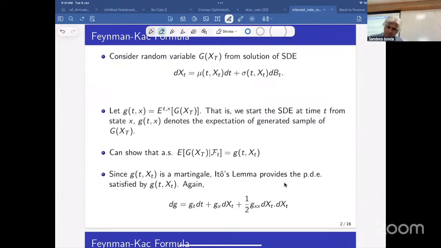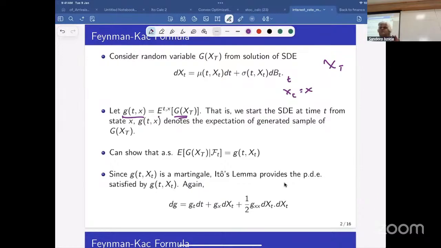Okay, but now let's start with this quantity, G(t,x), which is basically: I'll start my SDE at time small t with X_t equal to x. So this is my initial condition. And now I run the stochastic differential equation until time big T, and I find g of X_T. It's a random variable. I take its expectation. That expectation I'm calling small g of t and small x. Is this clear what's being done?